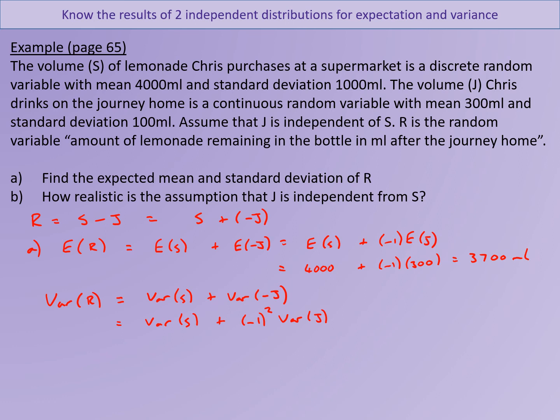We've got standard deviations here, so we need to square these. So the variance of S is going to be 1,000 squared. The variance of J is going to be 100 squared. So this gives us 1,010,000. So therefore, the standard deviation of R is going to be the square root of this, which is, to 4 significant figures, about 1,005.